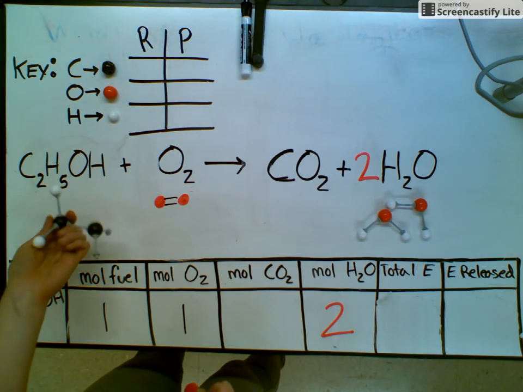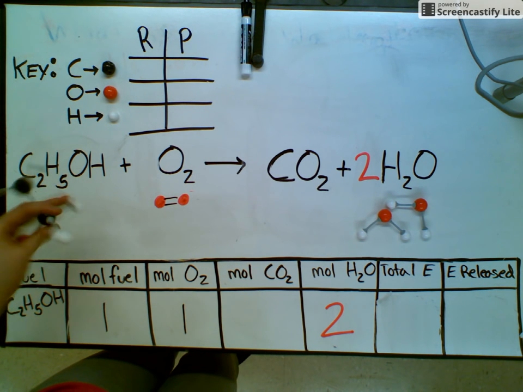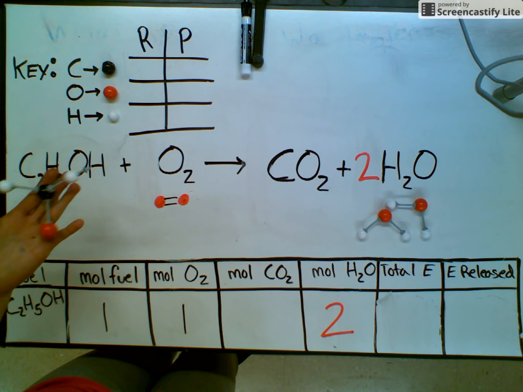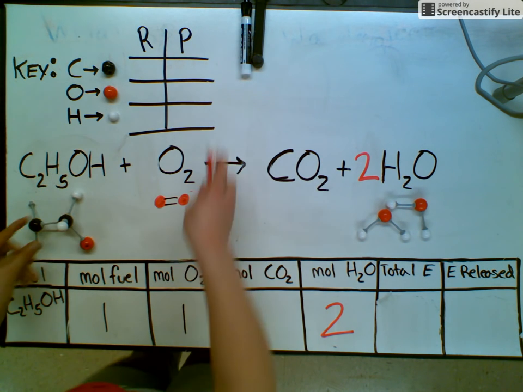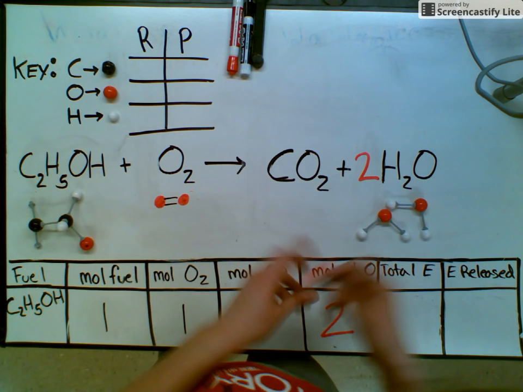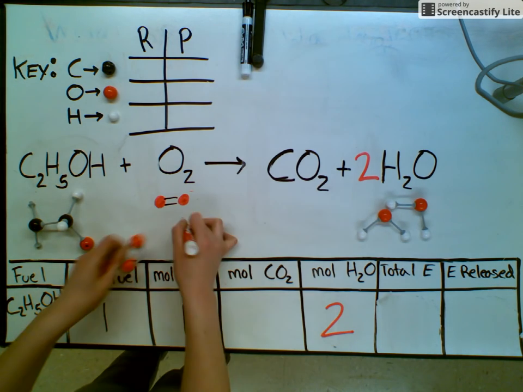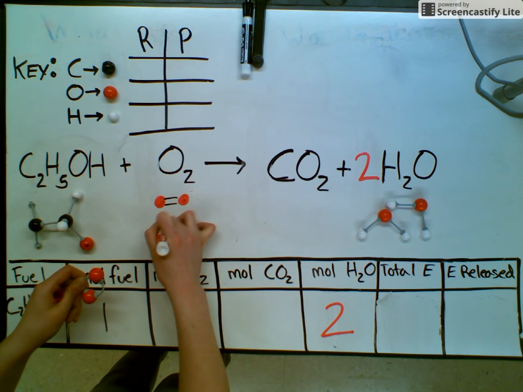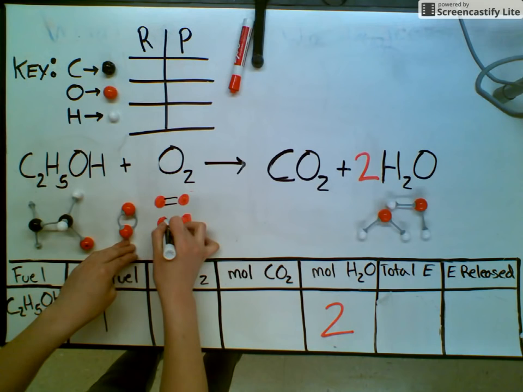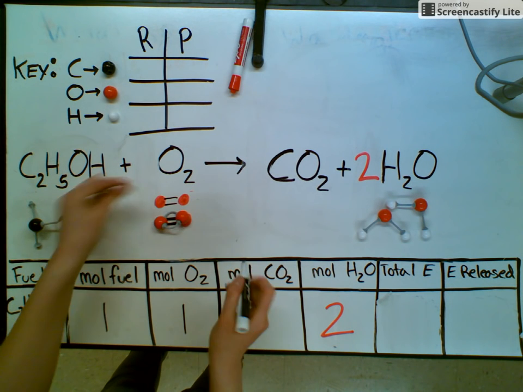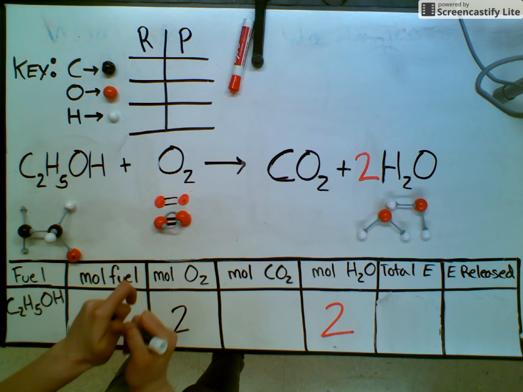But we haven't completely combusted our hydrocarbon yet, and that's the goal, is to try and get rid of all of this. So the only way that we're going to be able to get rid of all of this is if we add more oxygen. So I've gone ahead and created another oxygen molecule for us. I'm just going to draw this so we don't forget about it later. And now that means we have 2 moles of oxygen.